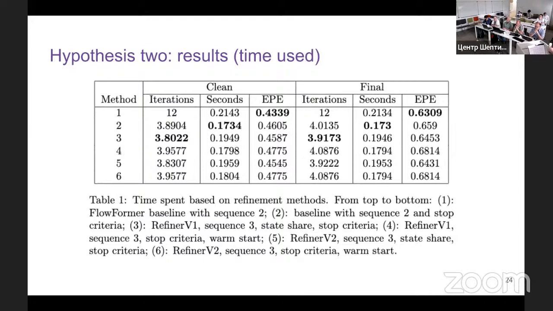Some questions again about the speed. The seconds, can you clarify? The seconds for pairs, or suppose the whole data set for one video. Okay. Here you can see that we have, okay, let us clarify. We have two subsets, clean and final, and every value, I mean for iterations, seconds, EPE, is just the mean amount of, for example, iterations, seconds, EPE respectively, for the clean subset and final subset, and it's done per one image pair. So the mean value is just a reduction to the image pair number.